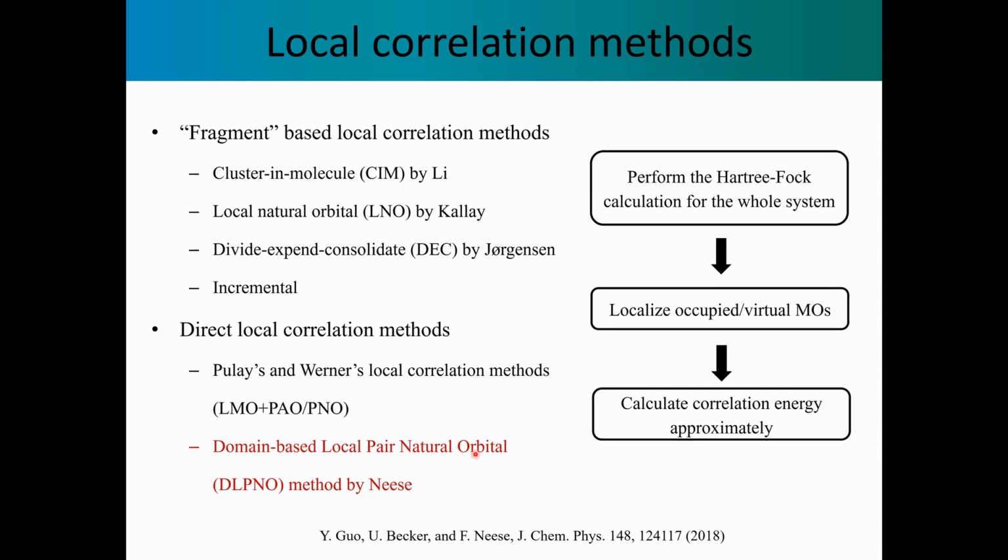And for all these two types of local correlation methods, there are also some common features. At the beginning, you have to do a Hartree-Fock calculation of the whole system. After that, you localize your occupied orbitals or virtual orbitals. Sometimes, for example in DLPNO, we don't need to localize the virtual orbitals. We just use PAO or PNO to construct the virtual space. And finally, based on those localized occupied or virtual orbitals, we can reduce the computational cost of the correlation method to compute the correlation energy approximately.